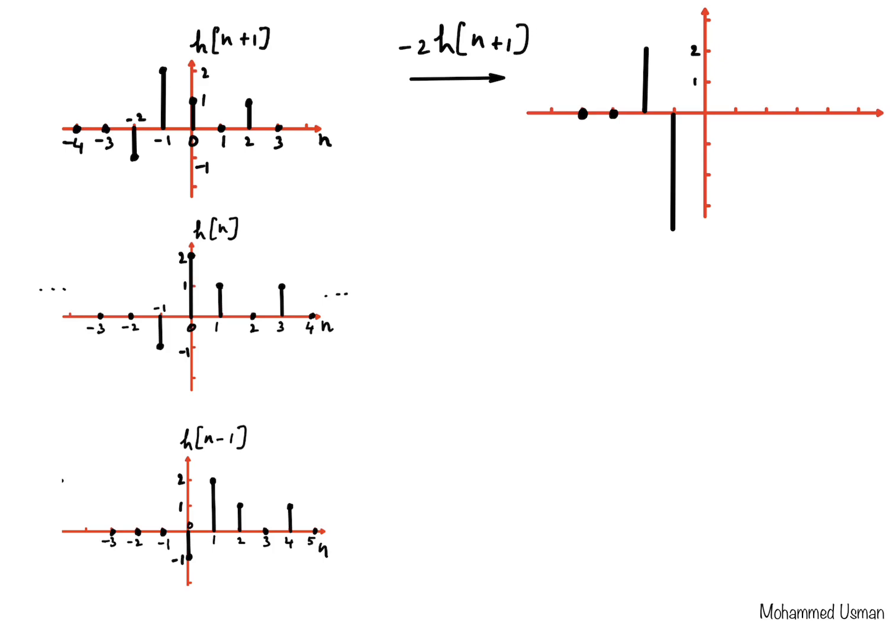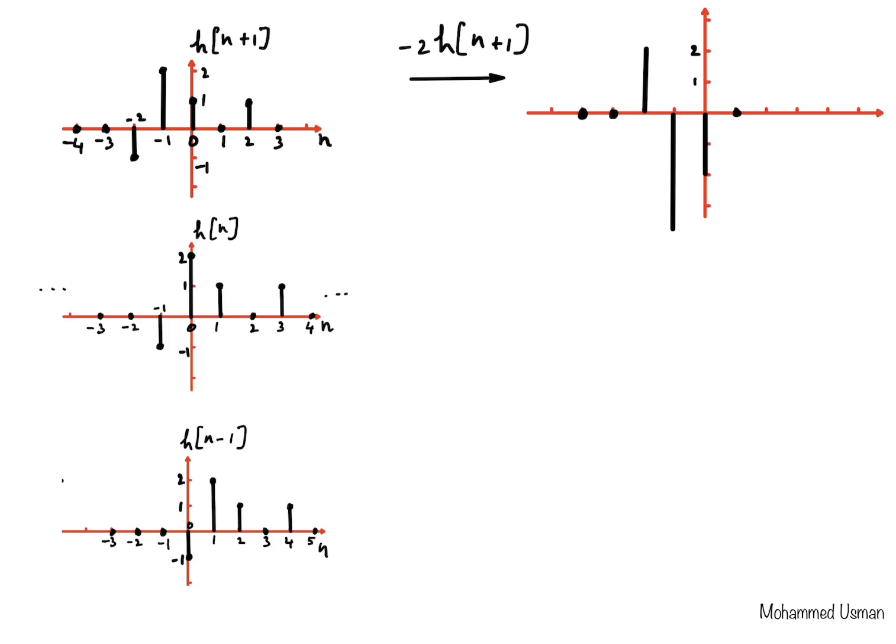And when n equal to 0, the value here is 1. This 1 gets multiplied with minus 2. So 1 into minus 2 will be minus 2, so that will be like this. And when n equal to 1, that's 0. 0 into minus 2 will be 0.